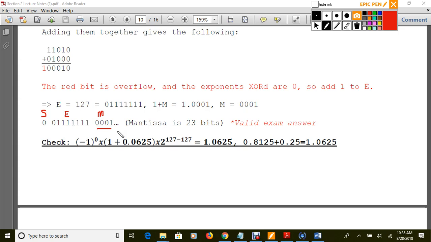And then what I like to do, what I did when I took this course back in the day, is I would put this back into the original IEEE 754 format equation. 0.0625, and then this becomes 2 to the 0, 1.0625, and then we check with the original result, 0.8125 plus 0.25 is in fact 1.0625.